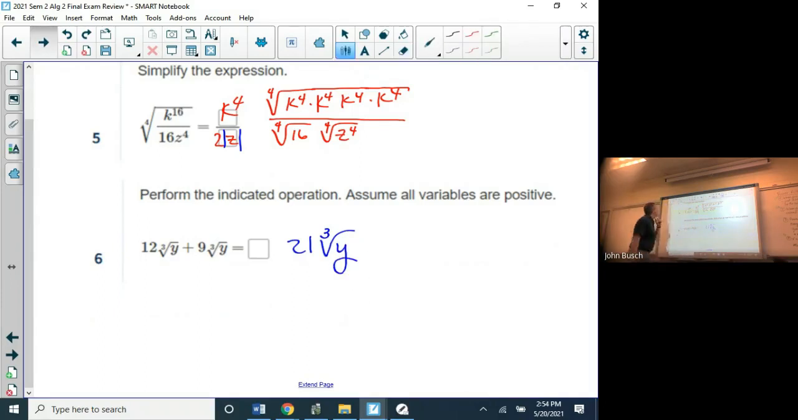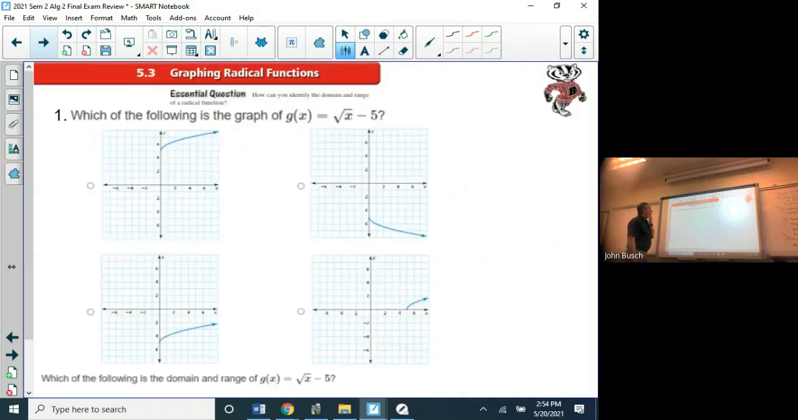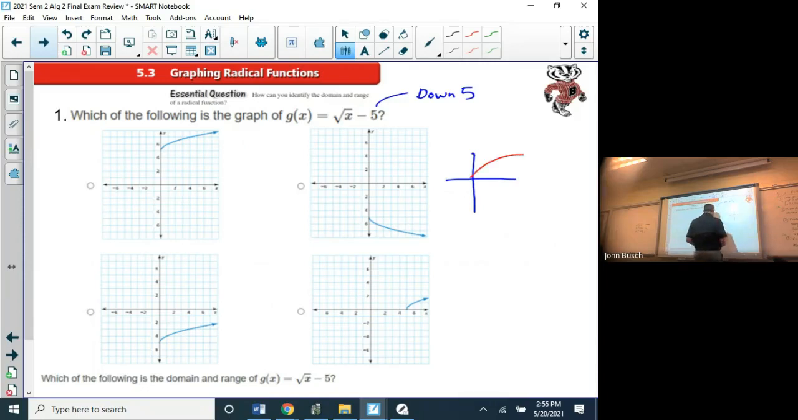All right. So I think we're in the next section, 5.3. The square root of x minus 5. Remember when you subtract 5 outside of the radical, that moves it down 5. And the square root of x, typically, in the graph, just looks like that. And if we move it down, it will look like that.